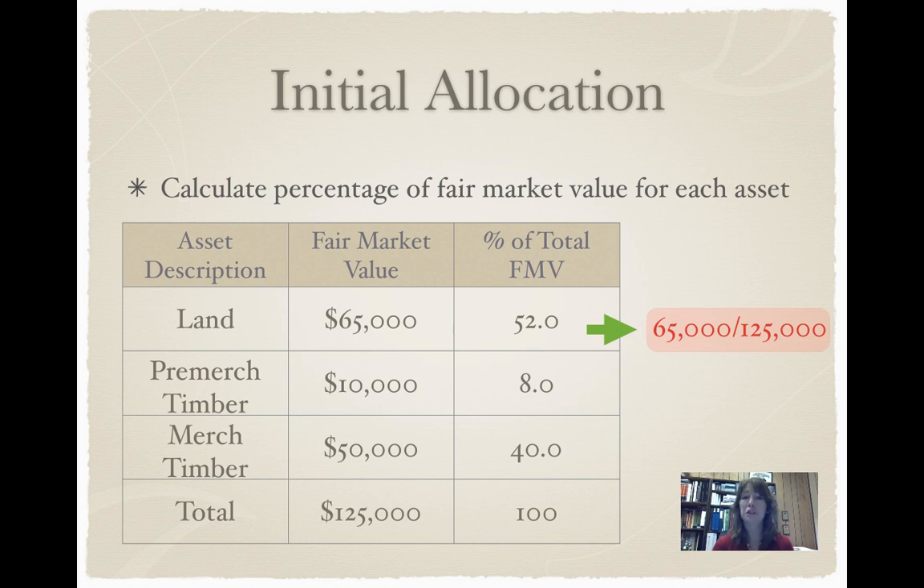And lastly, we'll do the merchantable timber. $50,000 divided by $125,000 gives us 40% of the total fair market value that should be allocated to the merchantable timber. Just to be careful, I would add up that final column and make sure I end up with 100%. If you don't end up with 100% and you have a math or a rounding error somewhere, you're potentially leaving some of your basis dollars on the table that won't go into an account. And certainly you want to make sure you're using all your basis dollars that you're allowed.